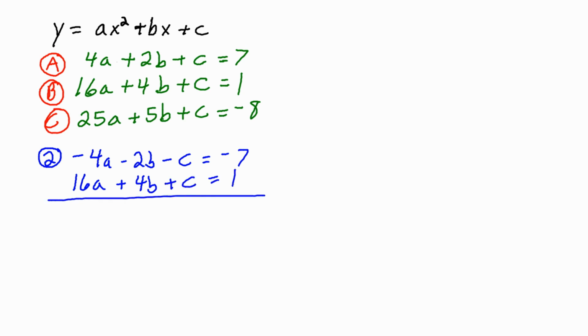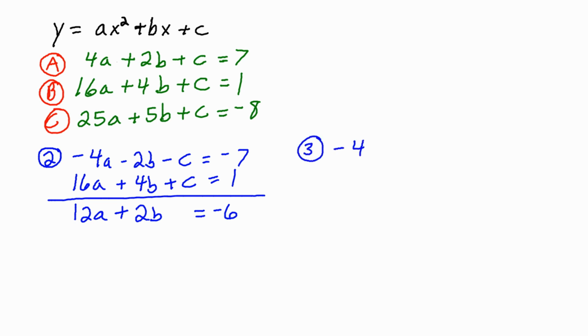Adding those together, negative 4a plus 16a leaves me with 12a. Negative 2b plus 4b gives me a positive 2b. My c's cancel, and negative 7 plus 1 is negative 6.